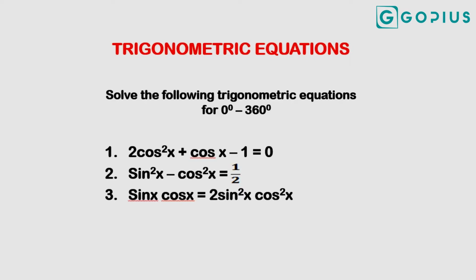Alright, 2 cos square x plus cos x minus 1 equals 0. We are asked to find the solutions for all the values of x as far as the 4 quadrants are concerned. Okay, so the equation we have is 2 cos square x plus cos x minus 1 equals 0. We are asked to find this solution from 0 degrees to 360 degrees, all the 4 quadrants. We have cos square here and we have cos x here. So we try to replace it. Since this is squared, if we replace it, we can have a quadratic equation.